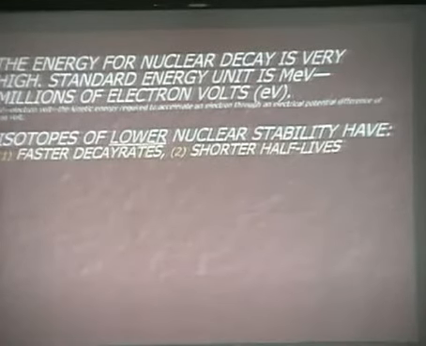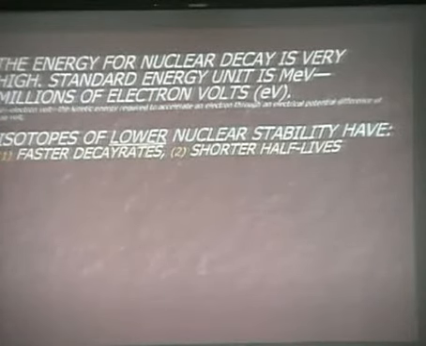Well, you know what a 9 volt battery is, or a 1.5 volt battery, or a 12 volt automobile battery, right? So think about that and then multiply it out 1,000,000 times. And you've got MeV, millions of electron volts, enormous energy in the nucleus. So you're going to need enormous energy to affect it, right? Isotopes of lower nuclear stability have faster decay rates. We know that for a fact. And they have much shorter half-lives.